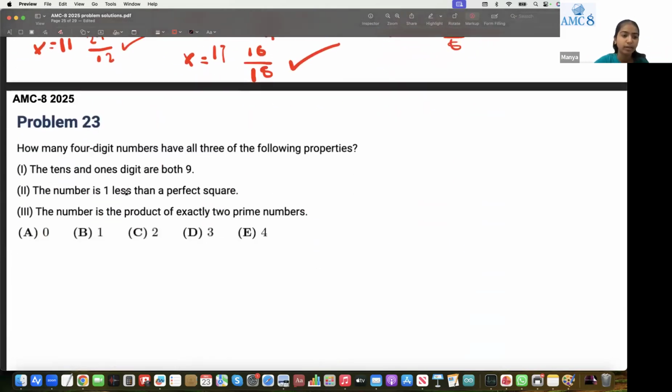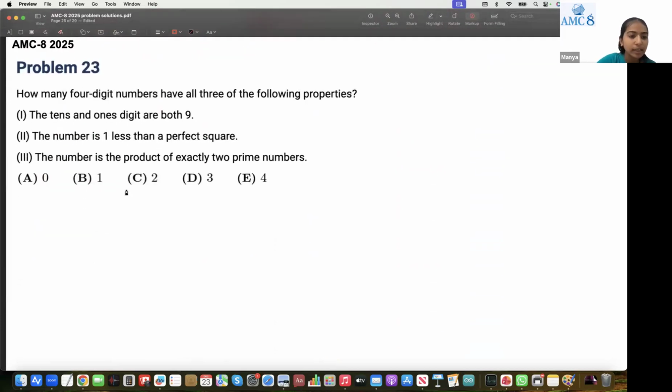Problem number 23. How many four-digit numbers have all of these three following properties? The tens and ones digits are both nine. So in this case, I'll just write this right over here: 1, 2, 3, 4. Okay, so 9, 9. And the number is 1 less than a perfect square. The number is a product of exactly two prime numbers.